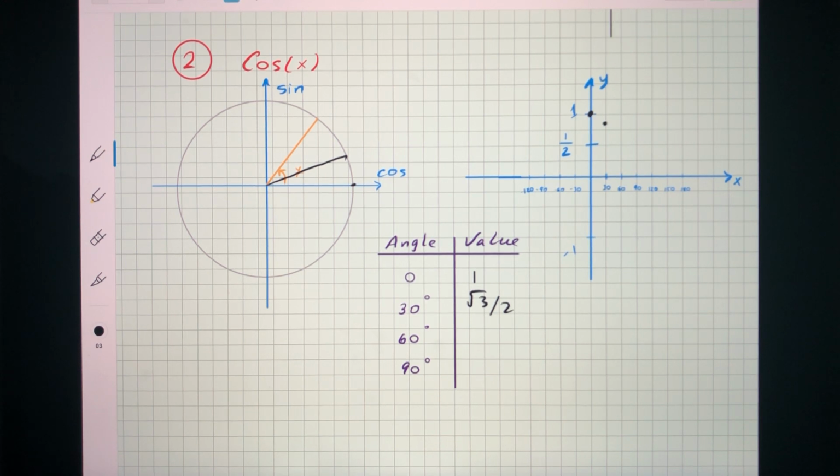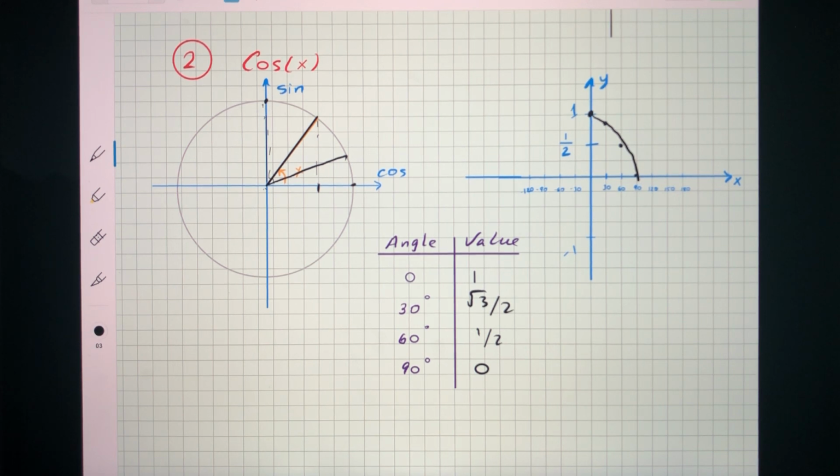For the 60, we are much closer to the half than we are to the 1. So for the 60, the answer is half. And for the 90, if we are here, the value of the cosine is right between plus and minus 1, which is 0. So for the 60, we got half. For the 90, we got 0. And so we have the first piece of the curve.